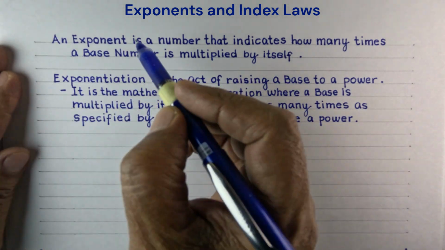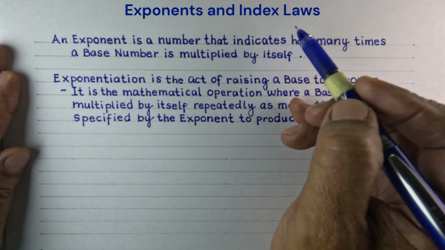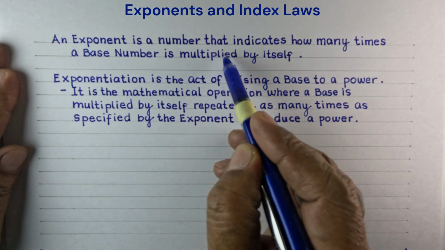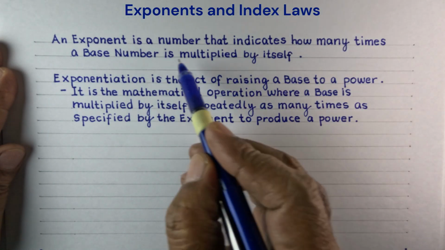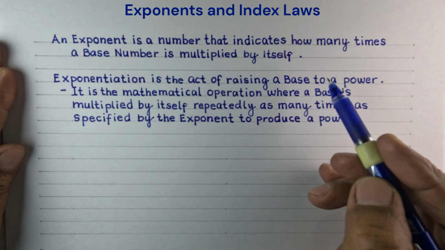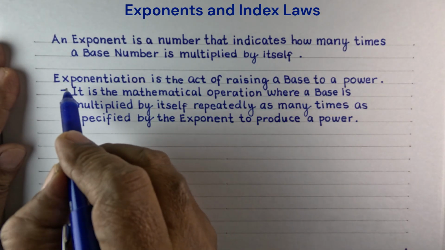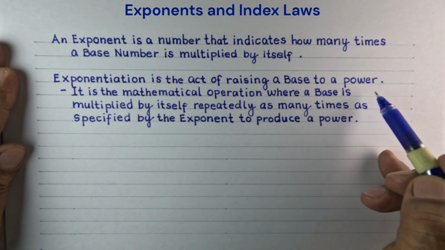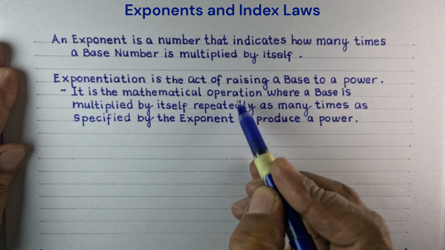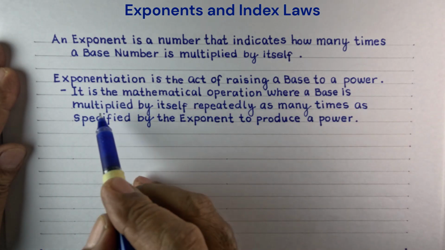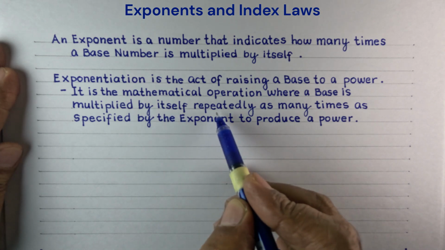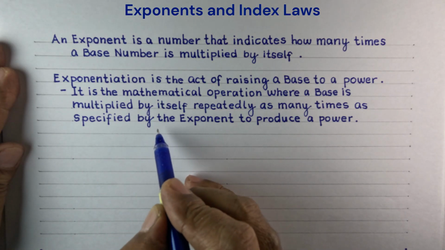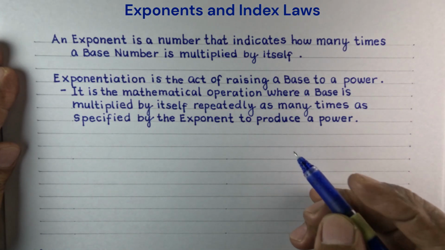Our topic is about exponents and index laws. Now, what is an exponent? An exponent is a number that indicates how many times a base number is multiplied by itself. Whereas exponentiation is the act of raising a base to a power. It is the mathematical operation where a base is multiplied by itself repeatedly as many times as specified by the exponent to produce a power.